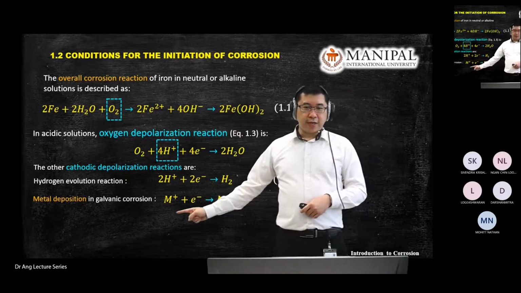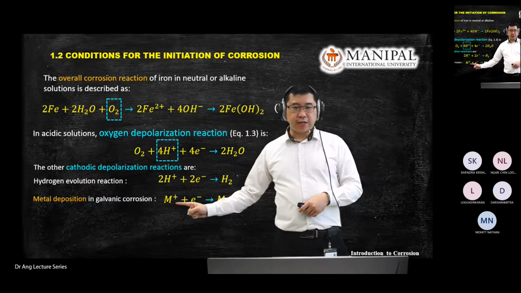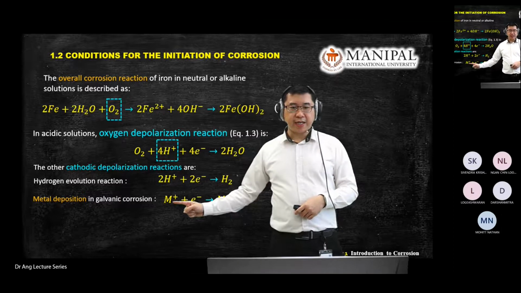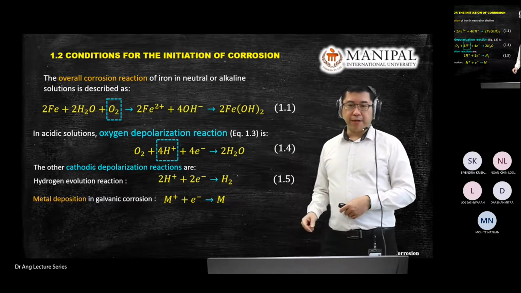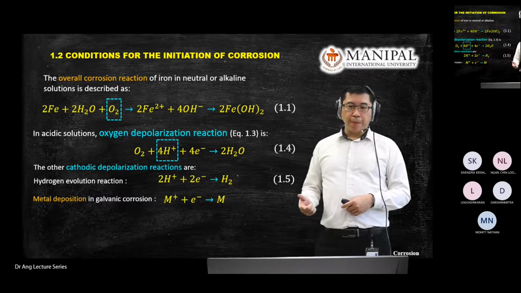All right. So again, this is a very general equation. You can replace this M with any metal element or alloy element, but most of the time you will replace this M with a metal element. For example, iron, copper.